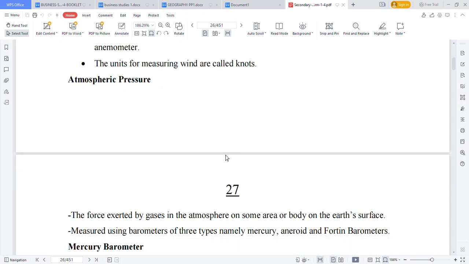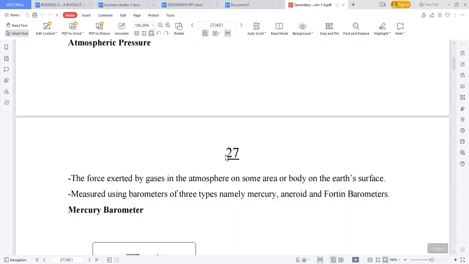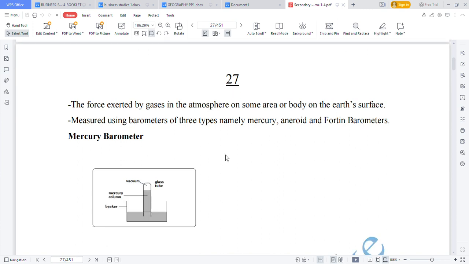We are moving to atmospheric pressure. What is atmospheric pressure? It is the force exerted by gases in the atmosphere on some area or body on the Earth's surface. It is measured using barometers of 3 types: mercury, aneroid, and Fortin barometers.